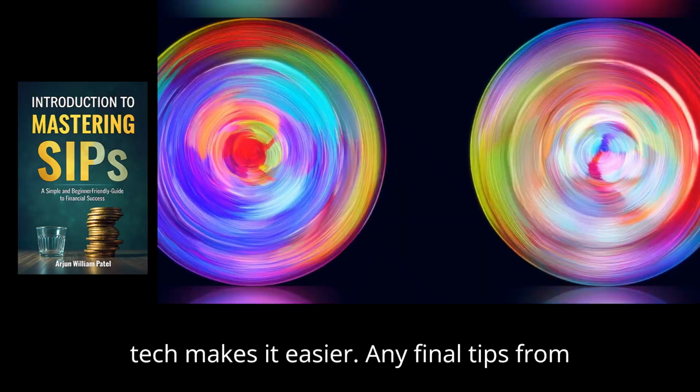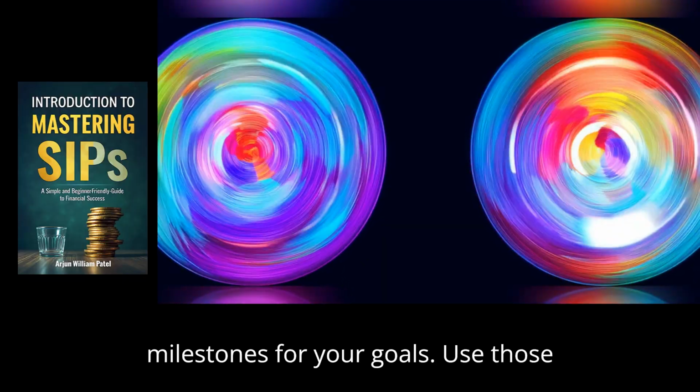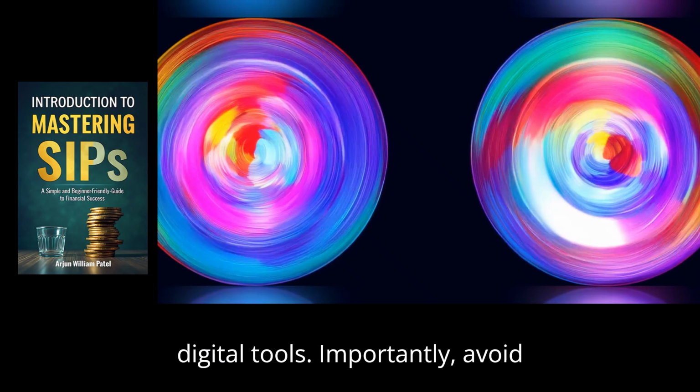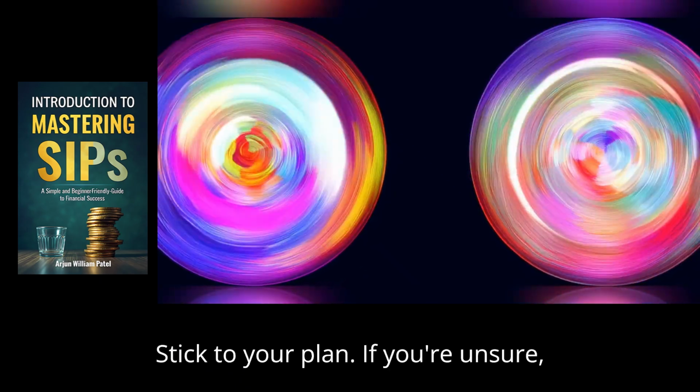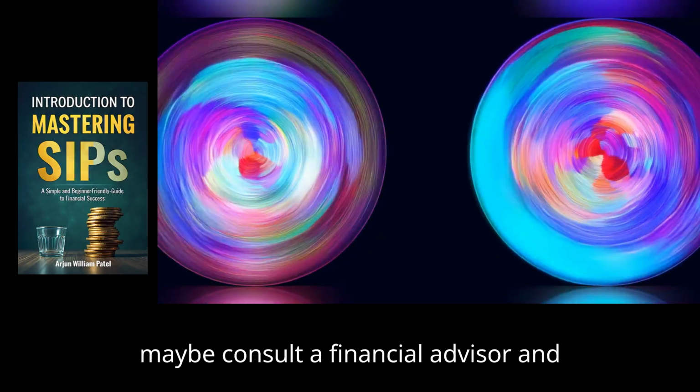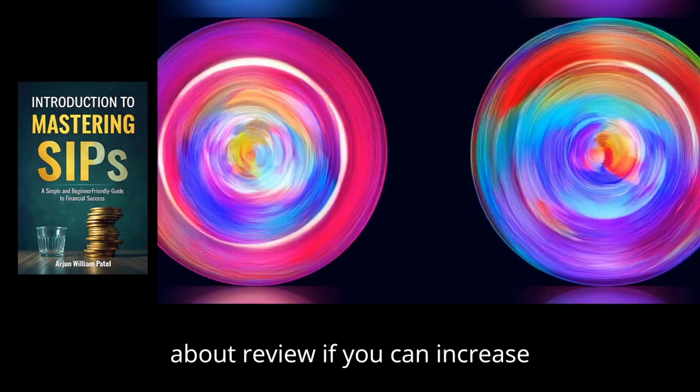Any final tips from this chapter on tracking? Set clear milestones for your goals. Use those digital tools. Importantly, avoid emotional decisions during market swings. Stick to your plan. If you're unsure, maybe consult a financial advisor. And consider that step-up SIP thing we talked about. Review if you can increase contributions.